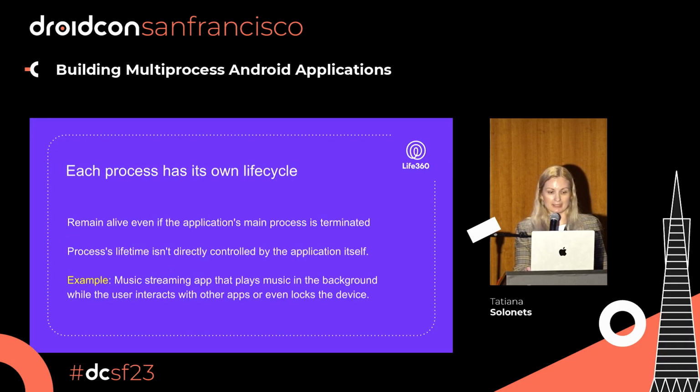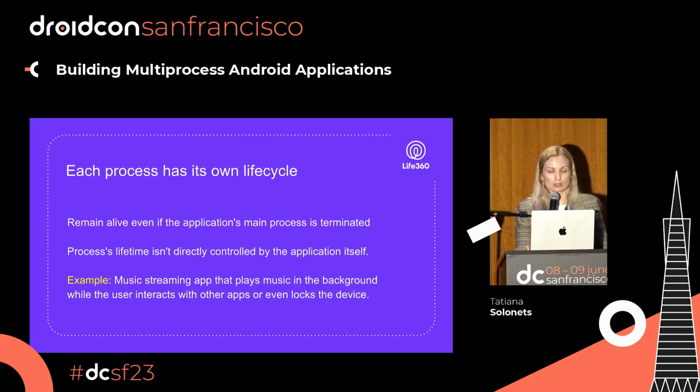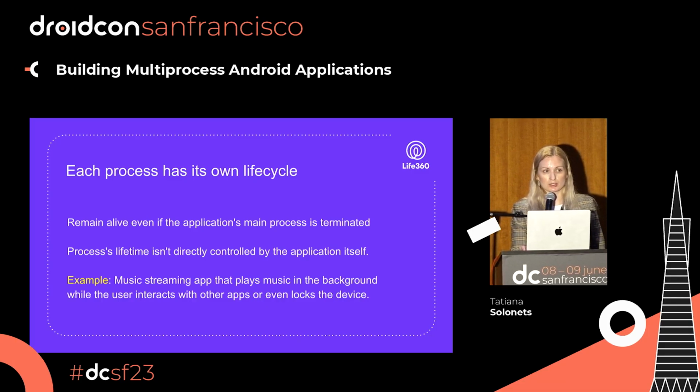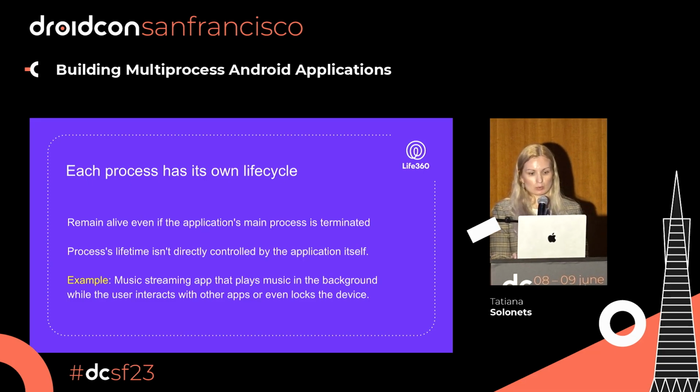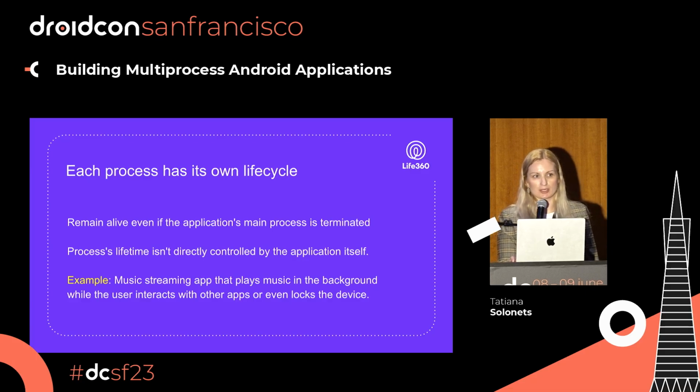Another one is that each process has its own life cycle. That means we can remain alive even if the main process is terminated. We have no control over the process lifetime. The application doesn't have control, so the Android system can kill it at any moment. An example of an app that would benefit from this is a music streaming app. Imagine the user closes your app, but you still have a service playing the music in the background, and it's not interrupted.